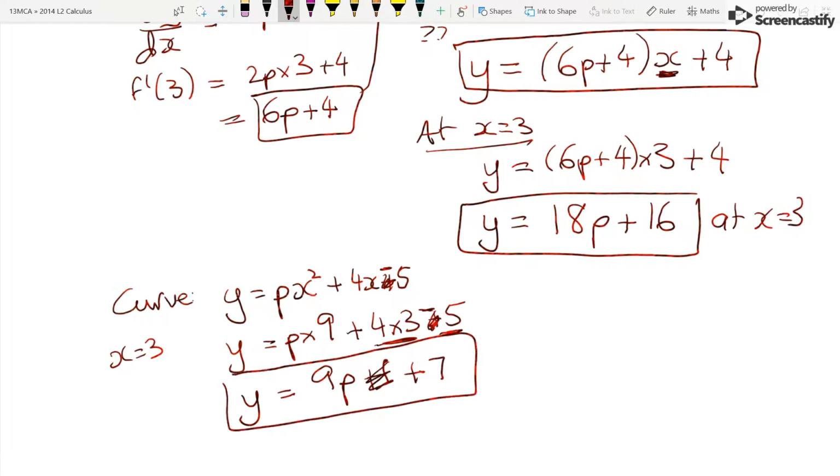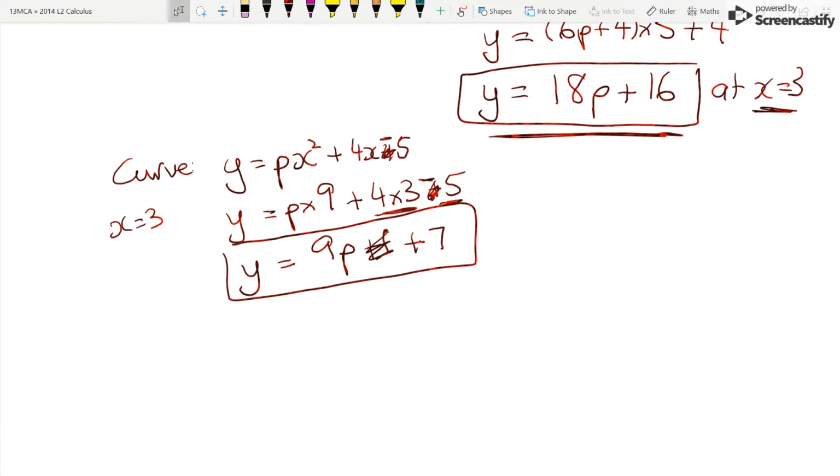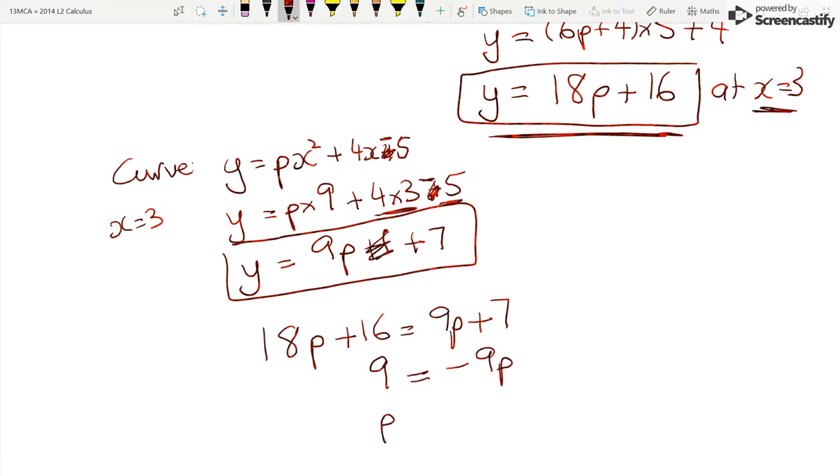So this is the y value on the curve, and this is the y value of the tangent. But at x equals 3 and nowhere else, those two y values are exactly the same. So we've got 18p plus 16 is equal to 9p plus 7. We have just enough information to solve the problem. So 9p is equal to negative 9, giving us p is equal to negative 1.